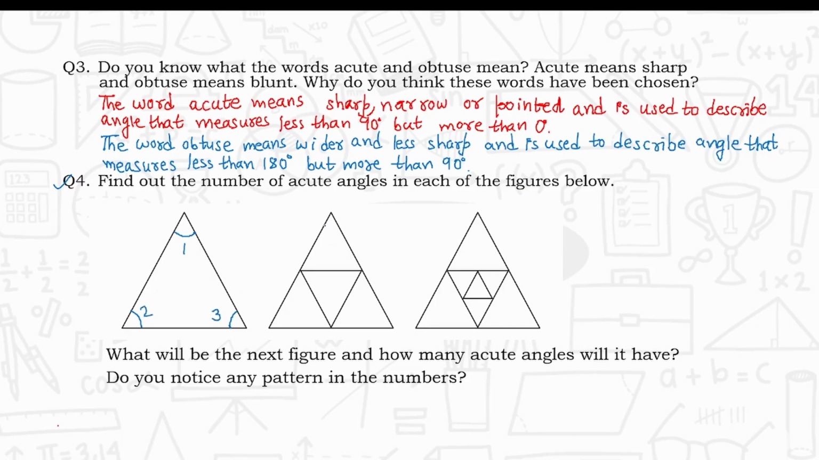In second figure, just see, 1, 2, 3, 4, 5, 6, 7, 8, 9, and then 10, 11, 12. So we have 12 acute angles, as we have 4 triangles and each triangle has 3 angles, so 4 into 3, 12. Here we have 1, 2, 3, 4, 5, 6, 7 triangles, and 7 into 3 is 21 angles.